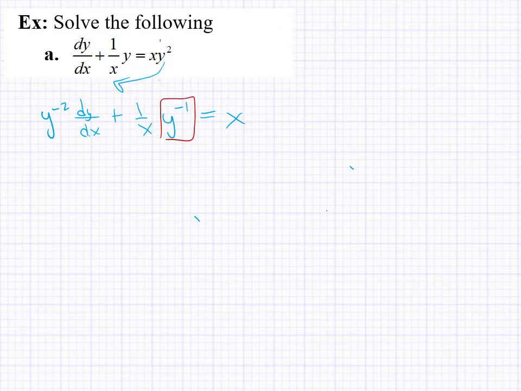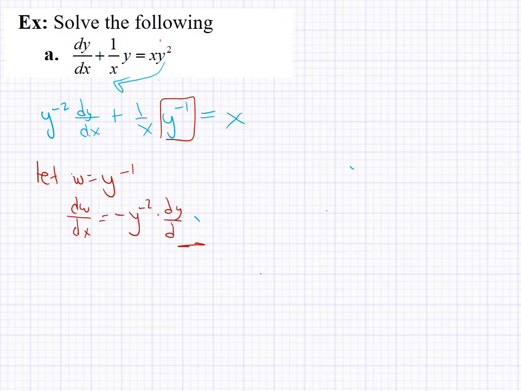And so this is where our substitution comes into play, right there. Whatever that is, that's going to be what w equals. So let w equal y to the negative 1. dw/dx is going to equal negative y to the negative 2 times dy/dx. Again, that's through implicit differentiation, treating y like it's a function of x.